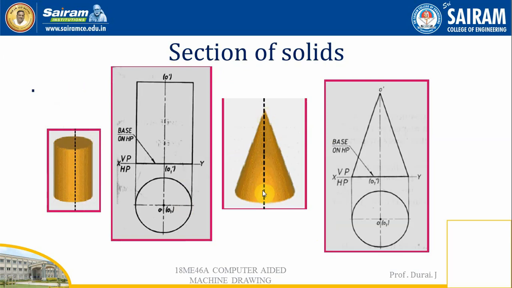But if you cut the cone exactly in the middle with the section plane passing there, it cuts the solid, and the true shape of the section will be triangular. Here the front view and top view are shown, so it cuts exactly here. The true shape of the section becomes rectangular here.